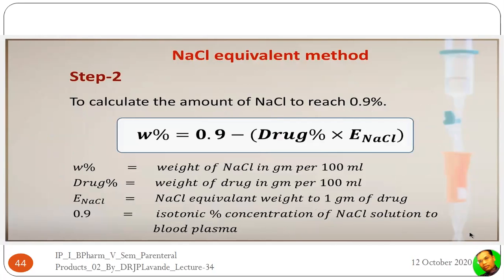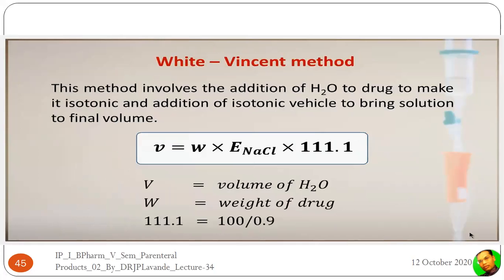Step 2 will consist of calculating the amount of sodium chloride needed to reach 0.9%. So W percent equals 0.9 minus drug percent multiplied by ENaCl. W percent is the weight of sodium chloride in gram per 100 ml. Drug percent equals the weight of drug in gram per 100 ml. And ENaCl is the NaCl equivalent weight to 1 gram of drug. 0.9 is the isotonic percentage concentration of sodium chloride solution to the blood plasma.